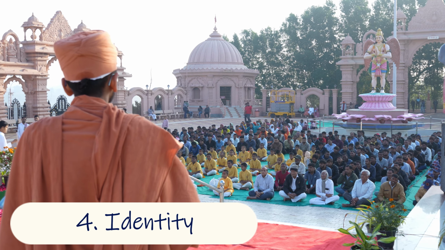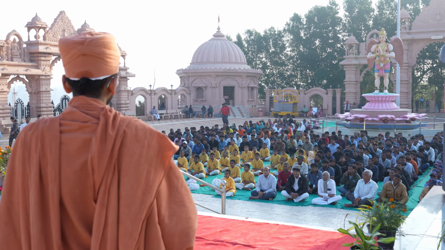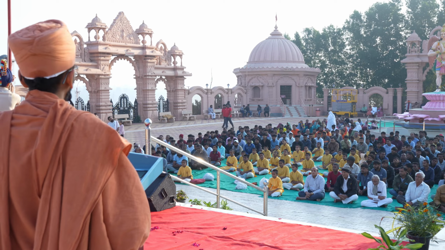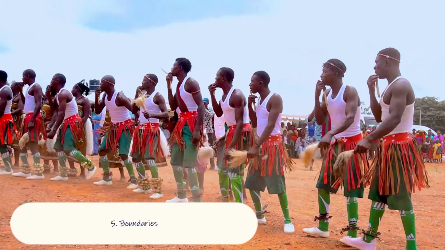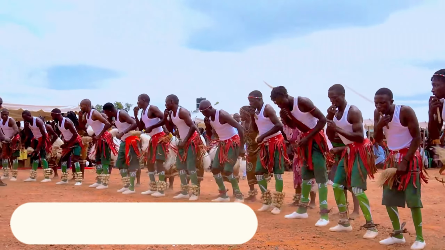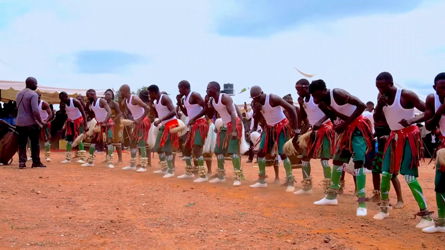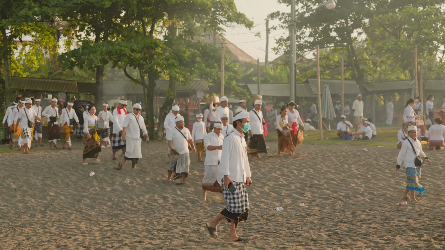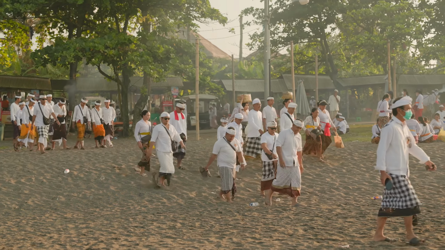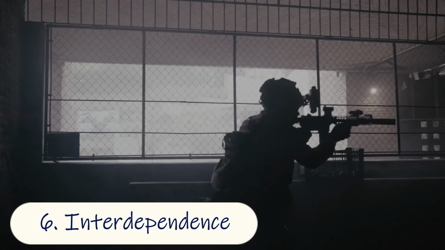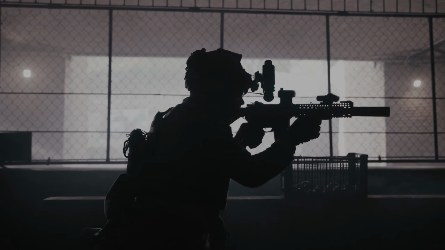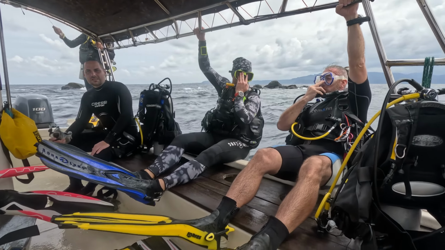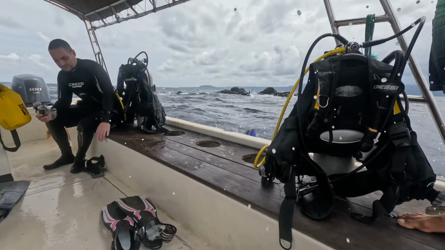Number 4. Identity. A group often develops a sense of identity or belonging, where members see themselves as part of something larger than just themselves. Number 5. Boundaries. There are typically clear boundaries that define who is part of the group and who is not. These boundaries might be based on membership, behavior, or shared characteristics. Number 6. Interdependence. Group members are interdependent, meaning their actions or decisions can affect each other. They rely on one another to achieve their shared goals.